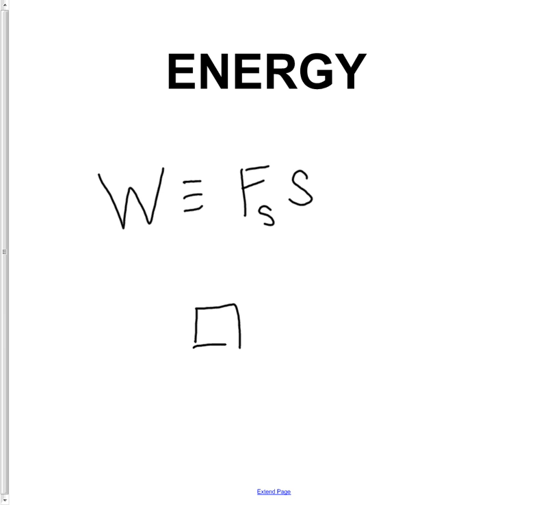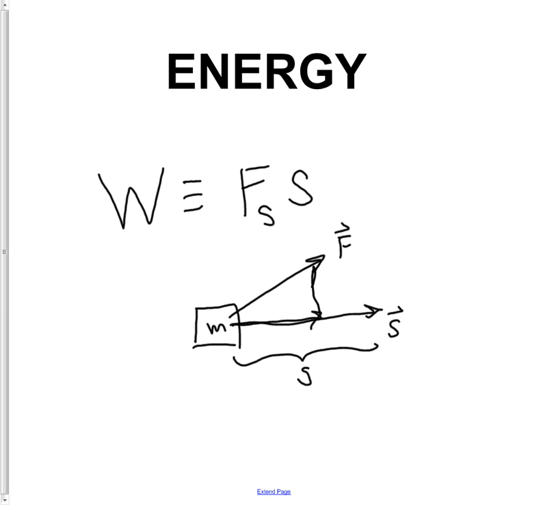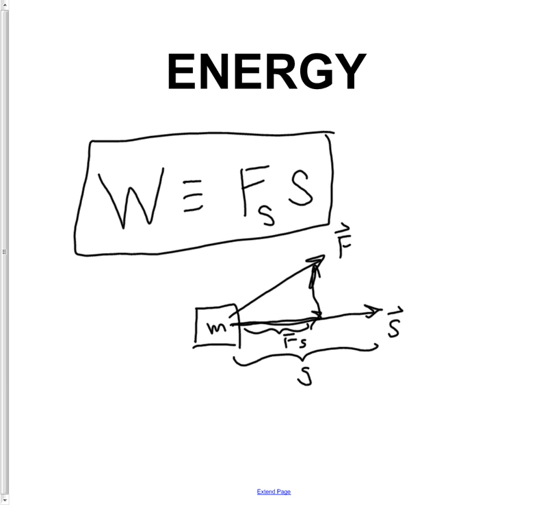So if you have an object of mass m on which you are exerting a force F, and that object moves while you're pulling with that force F through some displacement S, then the magnitude of this vector is S, and the component of this vector along S is F sub S, and we then have the definition of work.